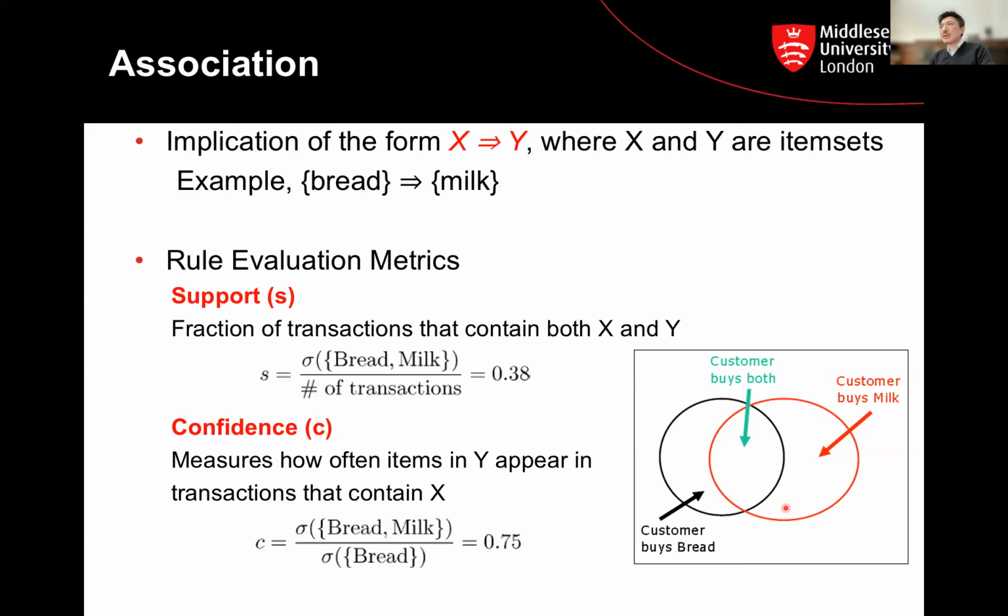Okay, and then there are some terms for evaluating how strong this correlation, how strong the association, is. The first is the support, and that means the transactions that contain both X and Y. So these are all the transactions that contain both milk and bread, as a percentage of the total number of transactions.